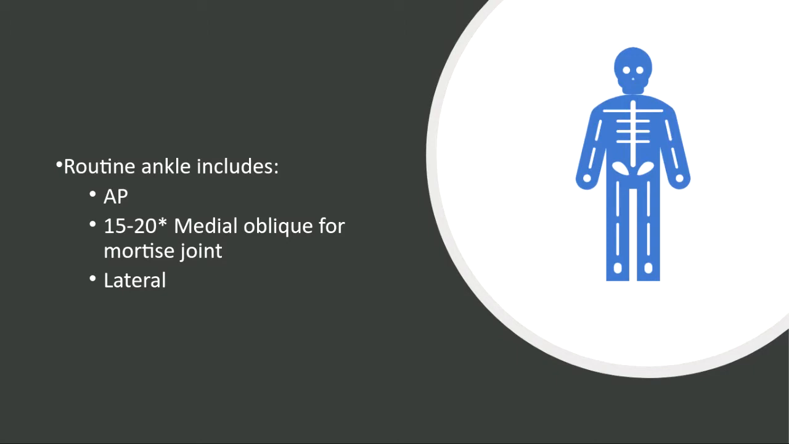Now, a routine ankle is 3 views. There is an AP, a 15 to 20 degree medial oblique. Remember obliques, you always need a degree and a direction. So 15 to 20 degree medial oblique, and this is done for the mortise joint. Also do a lateral. So 3 images in a routine ankle.